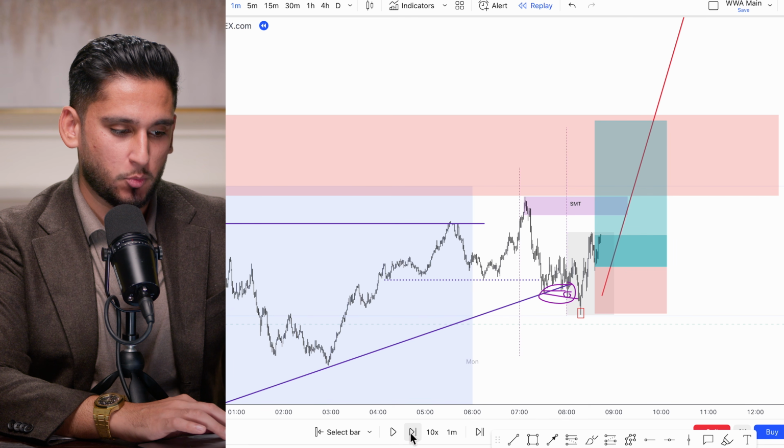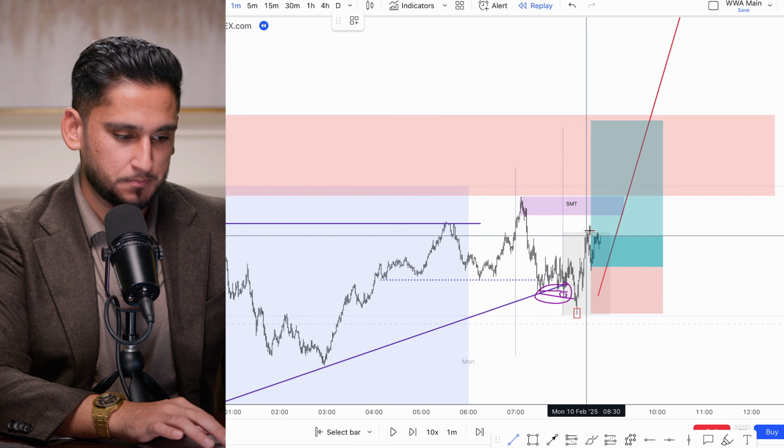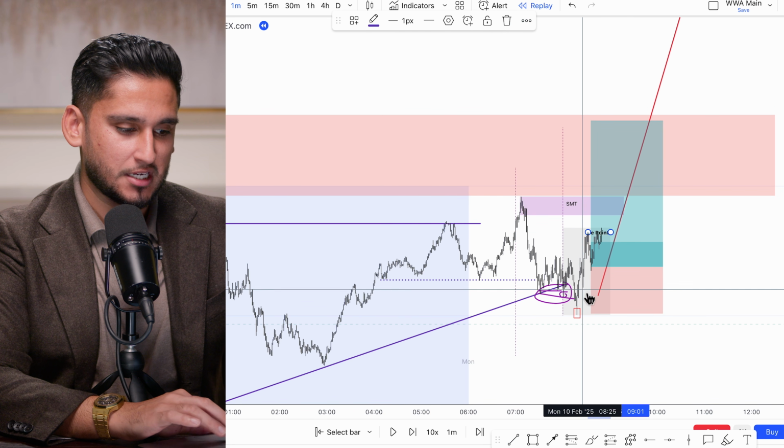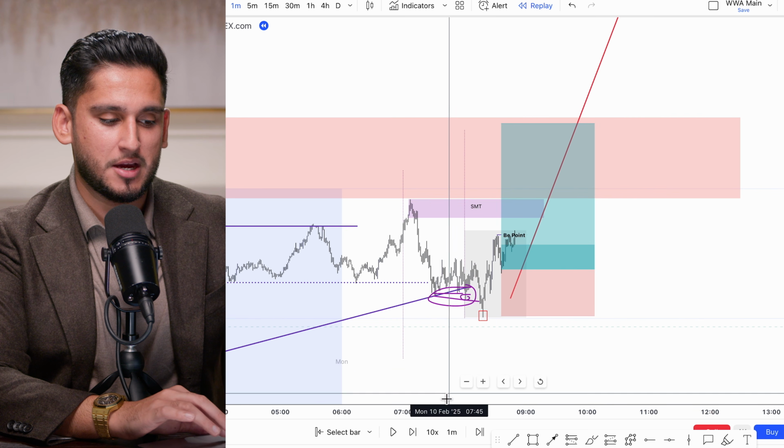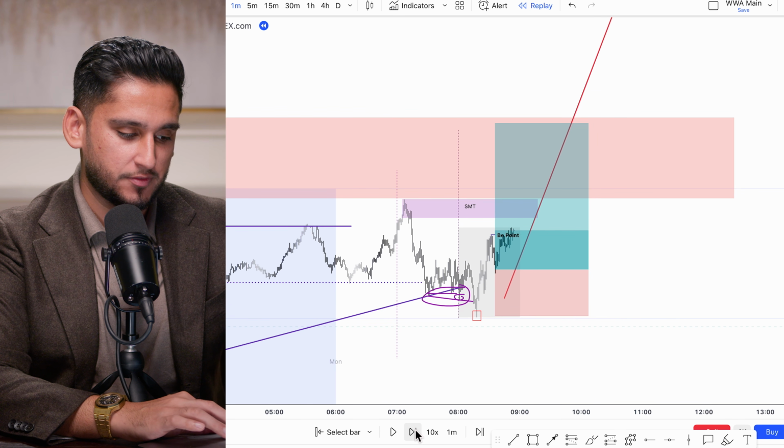What do we do once we have the M1 shift? We move our stop loss to break even right here, stop loss to break even. That is our standard protocol. So now our stop loss is right here. And then we allow price to breathe and potentially wait for the inducement of the day.